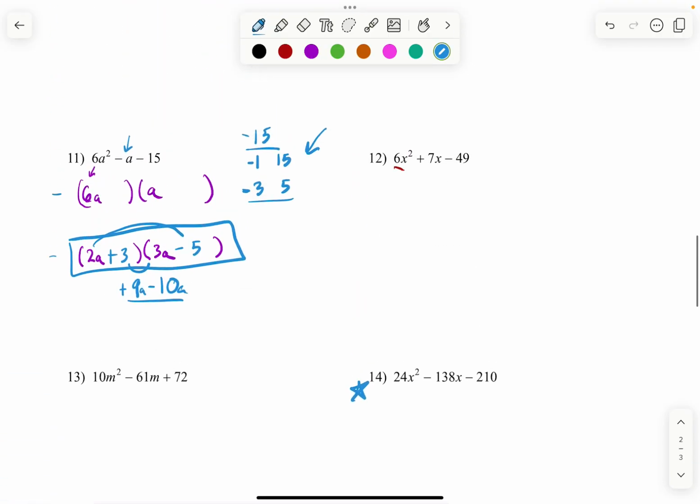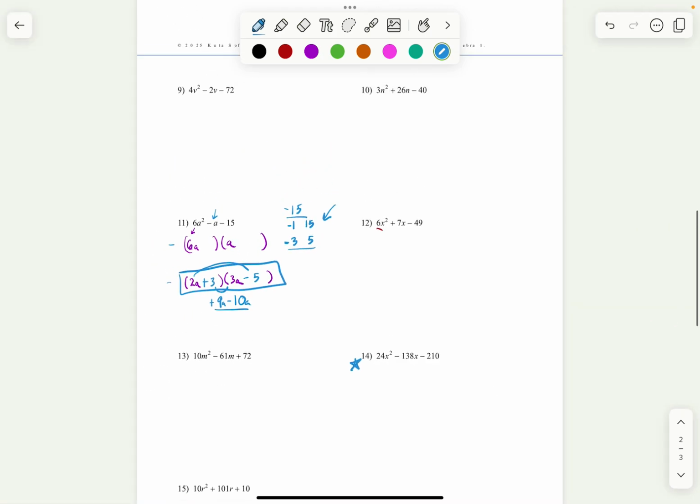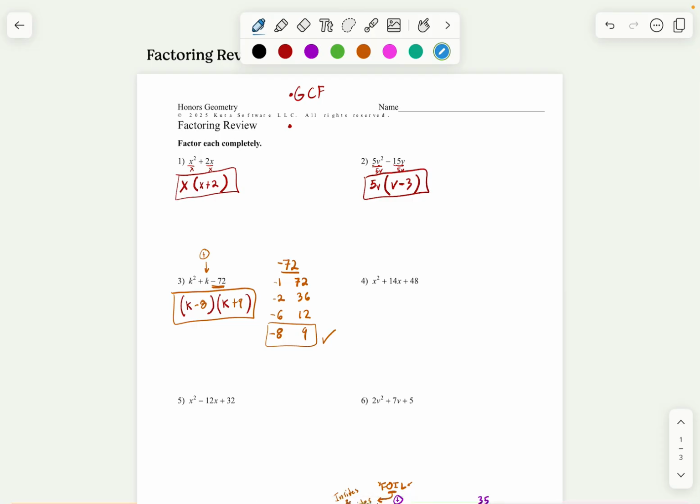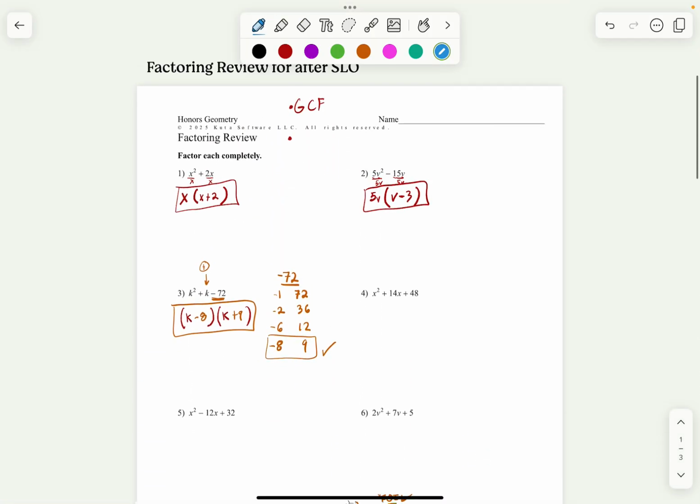All right, well, that's what you got. In case you wanted a little factoring practice, you've got this whole page to work with, or you maybe just need to key in on something here. So hopefully that helps.